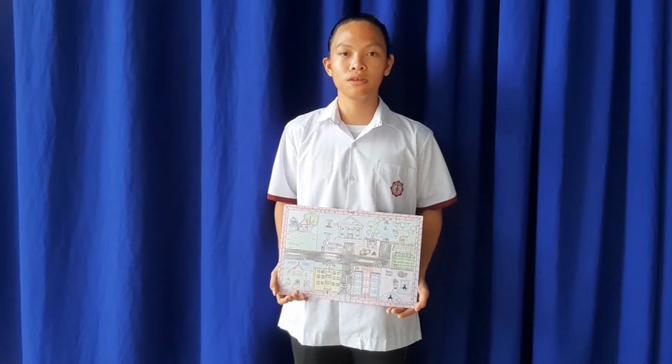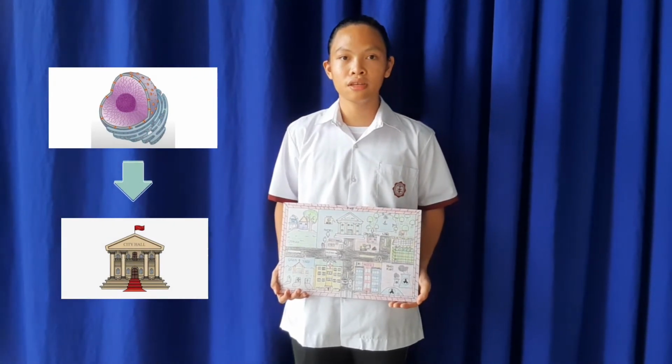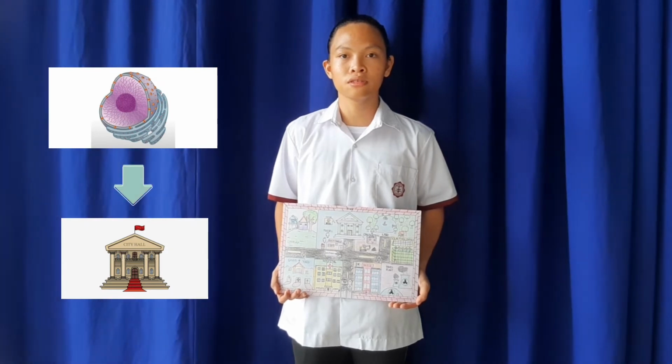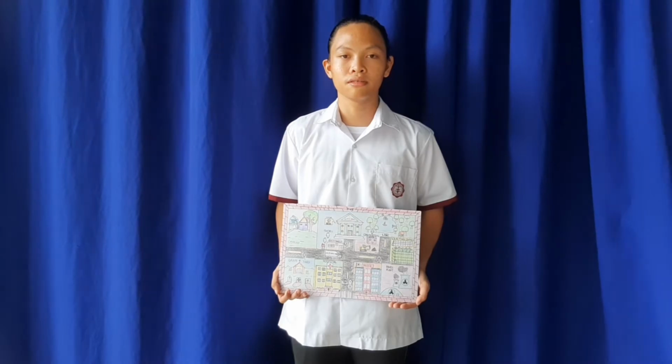Next up is the nucleus. The nucleus is represented by the city hall because it regulates and controls the activities of the city. In the same way, the nucleus gives all the directions and blueprints of the cell because it contains DNA.